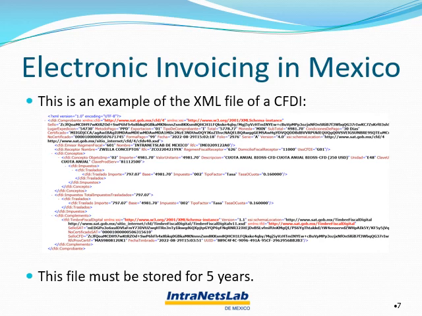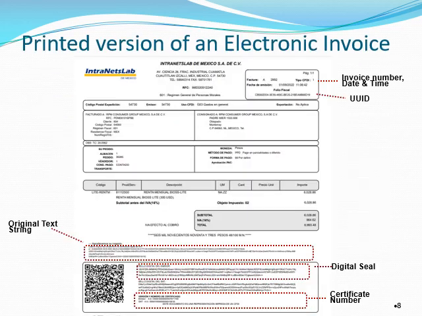This is an example of the XML file of a CFDI. This file must be stored for 5 years. This is an example of the printed version of an electronic invoice, which shows the invoice number, date and time, the UUID, the original text string, the digital seal, and the certificate number.